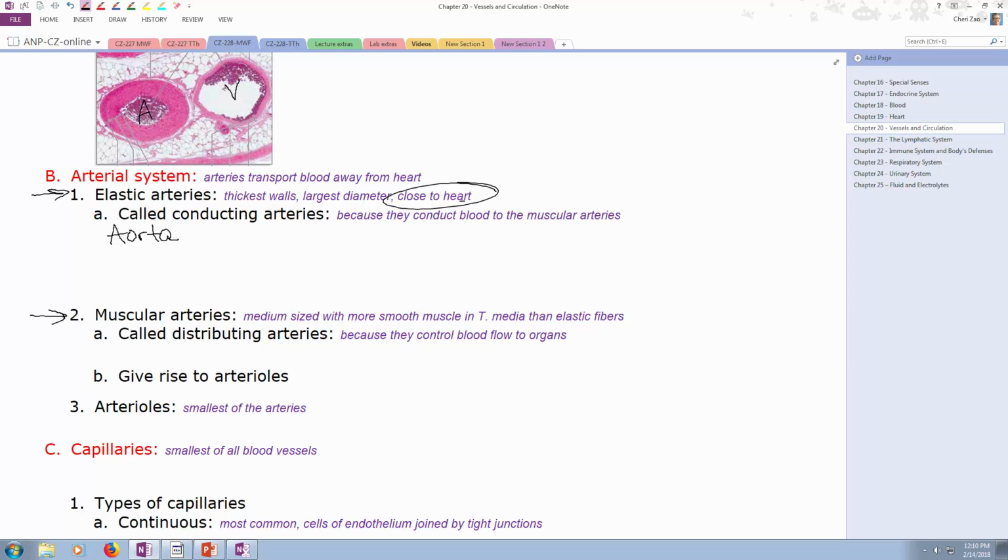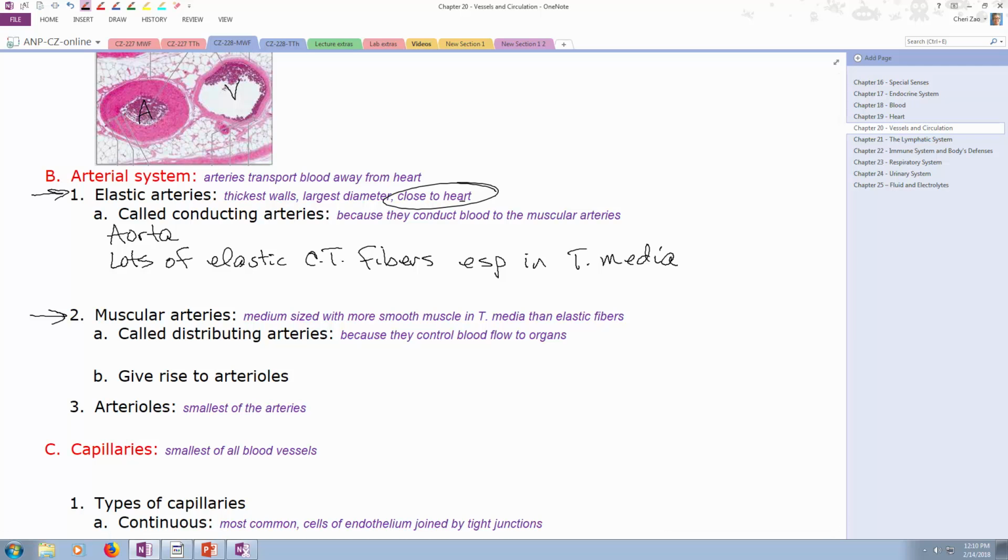We call these elastic, and we'll add more to this list in just a moment. We call these guys elastic arteries because they have a lot of elastic CT throughout all of their tunics. So they are very elasticized. So elastic CT is going to be heaviest in the tunica media of these blood vessels. They have it in interna and externa, but it's very prominent in tunica media.